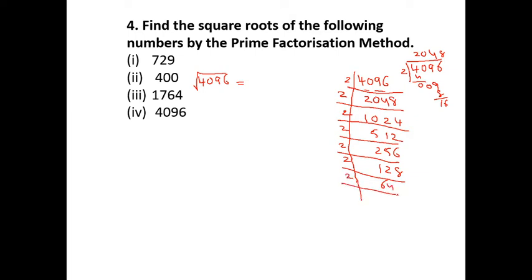Again divided by 2, 32. Again divided by 2, 16. Again divided by 2, 8. Again divided by 2, 4. Again divided by 2, 2. Again divided by 2, 1.